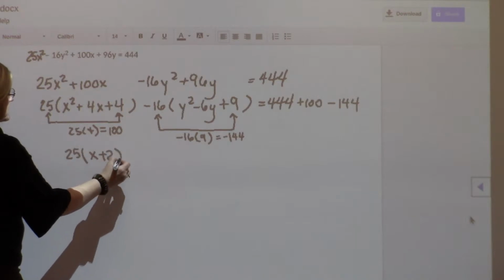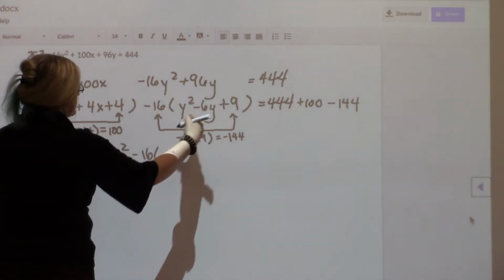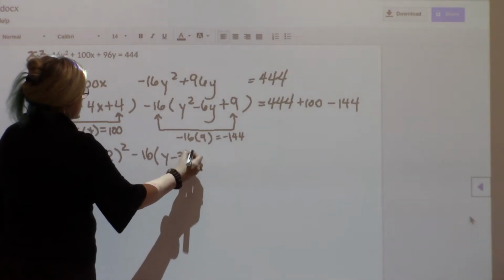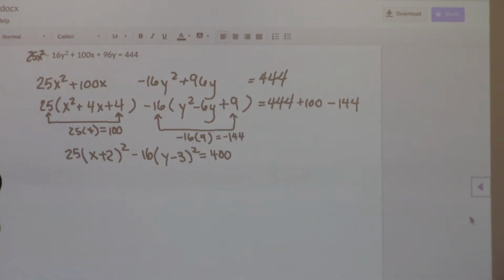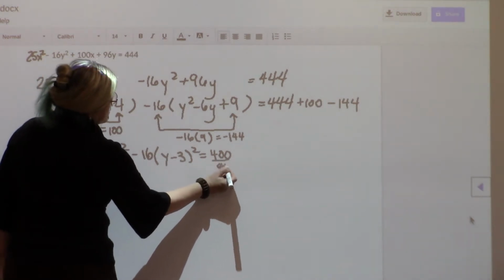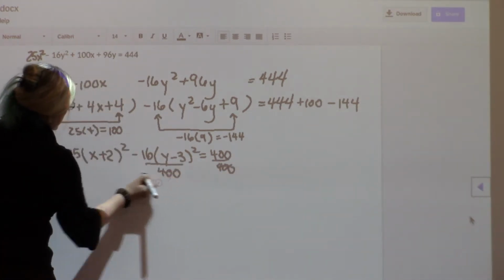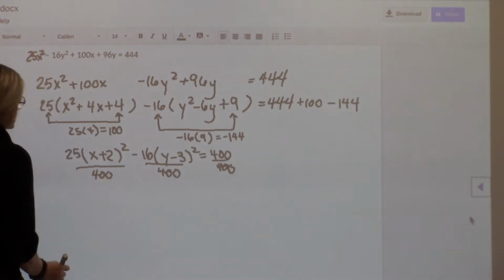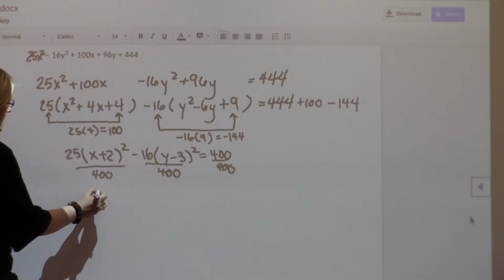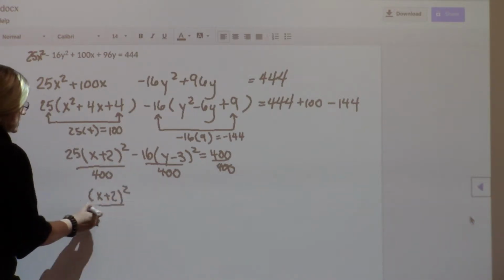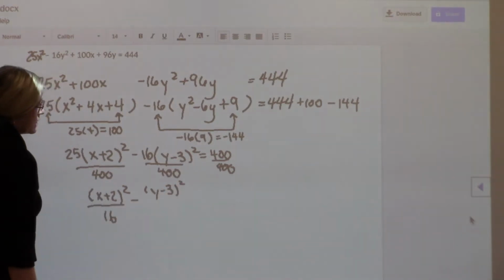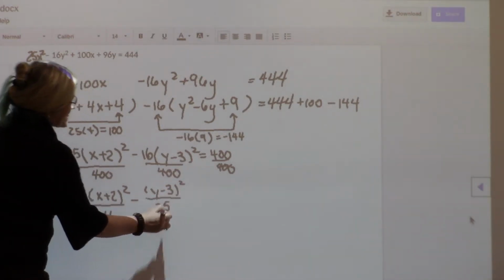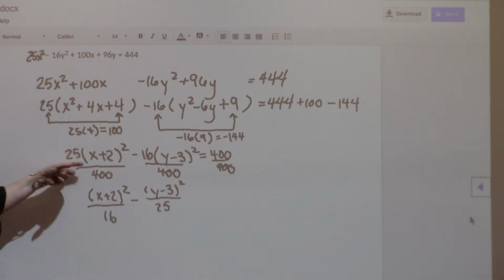Yep. (x plus 2) squared minus 16 times, this is the perfect square, (y minus 3) squared equals 400. What's my last step here? Divide everything by 400. 25 goes into 400 how many times? So this is over 16. And then (y minus 3) is over what? 25. Thank you. I cannot tell you how many times today I've had to point out, if you take 25 into 400, you get 16.